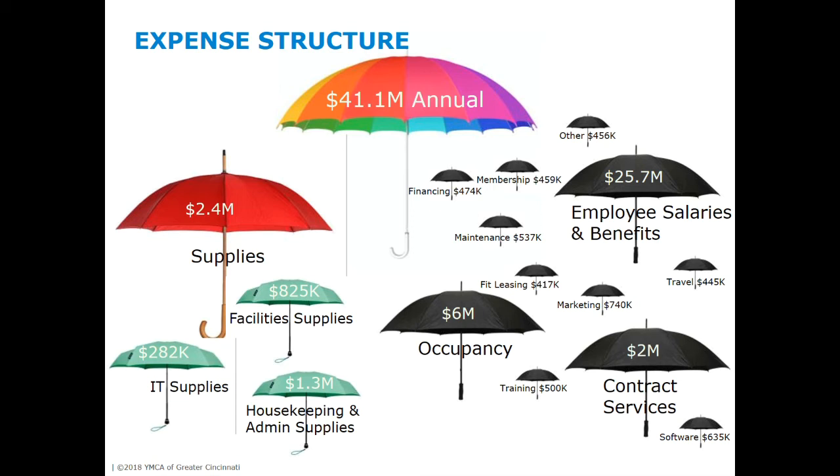The big budget is around $41 million, with many smaller buckets assigned to various needs. A big chunk of the budget goes towards employee salaries and benefits. Supplies consist of almost $2.5 million, under which there are 3 categories: IT, facilities, and housekeeping and admin. This project is specifically aimed at reducing the $1.3 million housekeeping and admin supply expense budget.